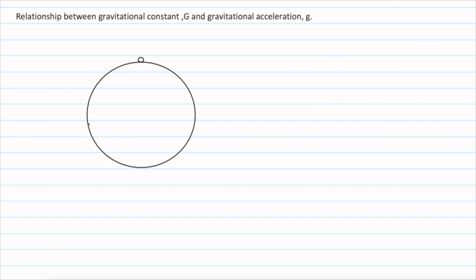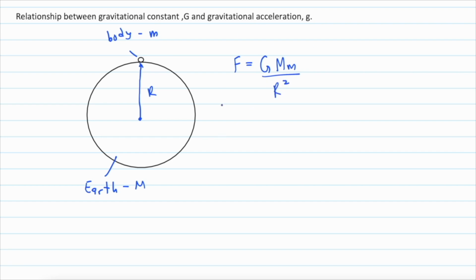Now, when we look at this diagram, we have a big circle which represents Earth, and we have a small circle which represents the body on Earth's surface. Okay, so we put it as body. And we consider the whole mass of Earth to be concentrated at the center right here, which gives it a radius of r. To find the gravitational force of the body on the surface of the Earth, we can use the formula F equals big G, the gravitational constant, big M, the mass of the Earth, small m, the mass of the body, over the radius square. We know this from the previous video.